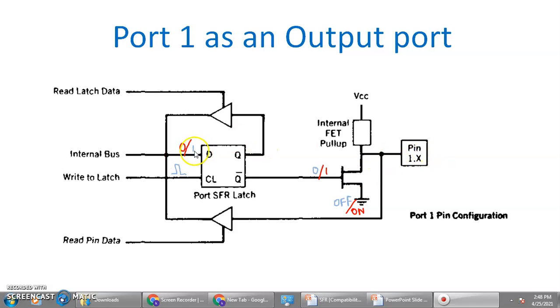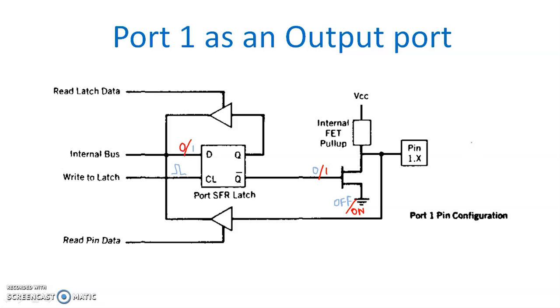So it is as if the value 0 has been written to the output device. If you want to write the value 1 through the pin, then give D equal to 1. When D is equal to 1, your Q bar will be equal to 0. That makes the transistor off, and to pin 1.x the signal VCC will be connected, which could be given as the value to be written to your external device. So this is how we could write both zeros and ones in your output port.